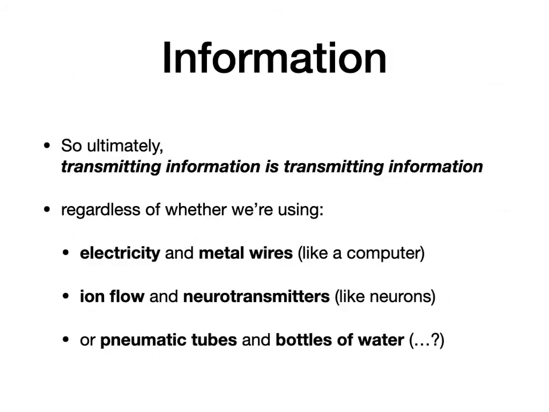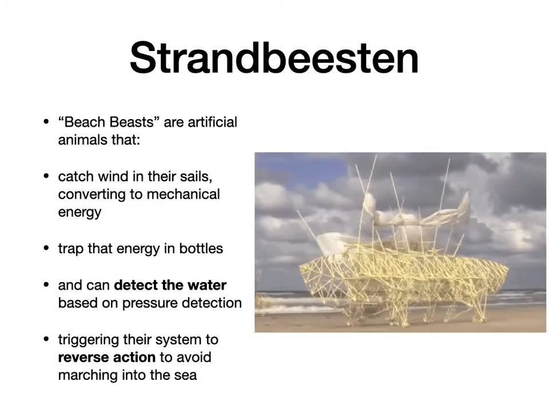So ultimately, transmitting information is transmitting information, regardless of whether we're using electricity and metal wires like a computer, ion flow and neurotransmitters like a neuron, or pneumatic tubes and bottles of water. I want to introduce you to a very fascinating project in the Netherlands, I believe, called Strandbeesten. These translate to beach beasts. They are artificial animals, and what they do is they catch wind in their sails and convert it to mechanical energy, sort of like food.